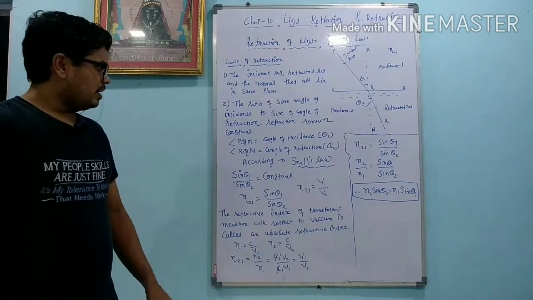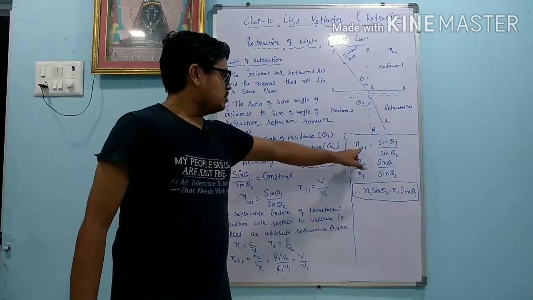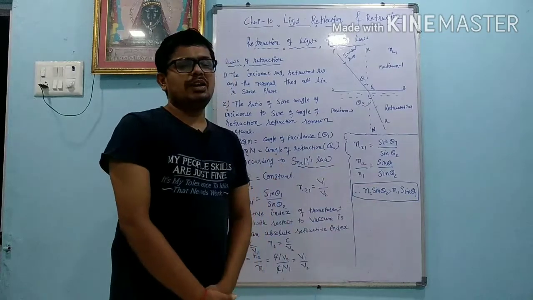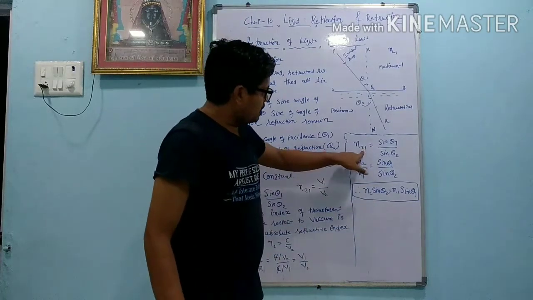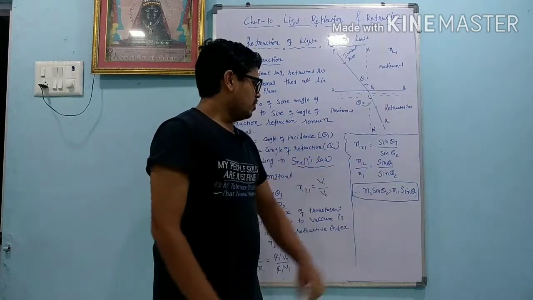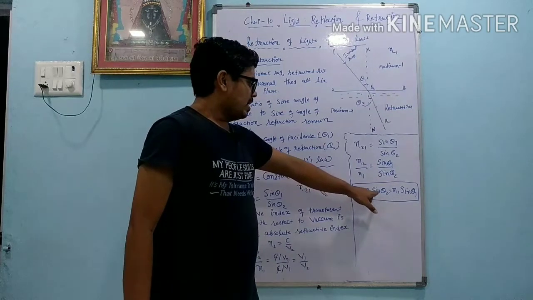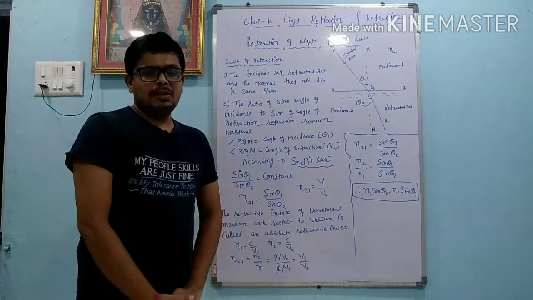By doing all this activity, we can write at last the absolute refractive index of medium 2 with respect to 1 equals sin theta 1 upon sin theta 2, and as we replace it, then eta 2 upon eta 1 equals sin theta 1 upon sin theta 2. At last, by cross multiplication, we can write eta 2 sin theta 2 equals eta 1 sin theta 1.